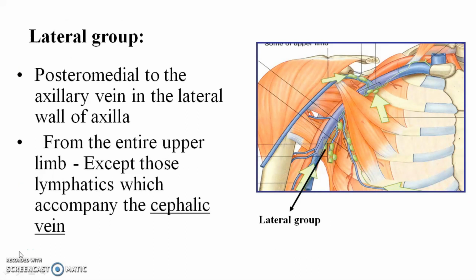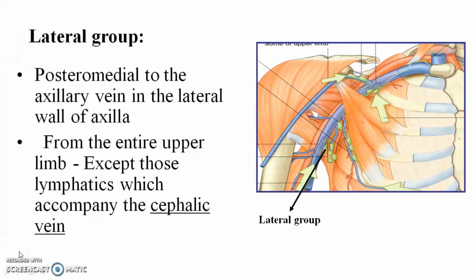So after the anterior and posterior groups of axillary lymph nodes, now we are going to deal with the lateral group of axillary lymph nodes. In the lateral group, these nodes are located near the axillary vein. As I already said, all these lymph nodes are related to the venous system. So we will have the axillary vein. In the posteromedial aspect of this vein, we have this lateral group of axillary lymph nodes, and this is going to drain the entire upper limb except the lymphatics which accompany the cephalic vein.